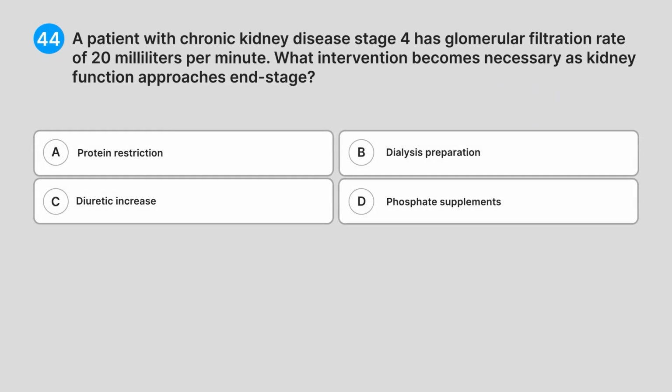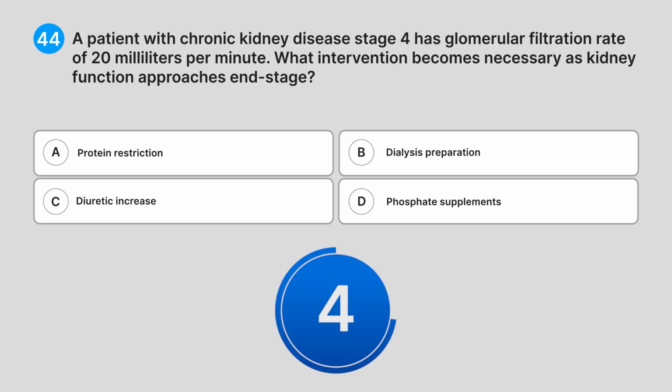44. A patient with chronic kidney disease stage 4 has glomerular filtration rate of 20 milliliters per minute. What intervention becomes necessary as kidney function approaches end stage? A. Protein restriction. B. Dialysis preparation. C. Diuretic increase. D. Phosphate supplements. Do you know the answer?